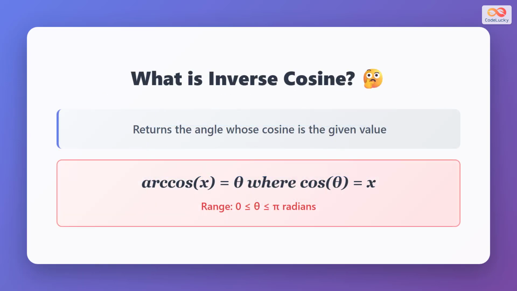Before we dive into the code, let's understand what inverse cosine actually means. The inverse cosine function returns the angle whose cosine equals a given value. Mathematically, if arccos of x equals theta, then cosine of theta equals x. The output range is always between 0 and pi radians, so when you input a cosine value, you get back the corresponding angle.